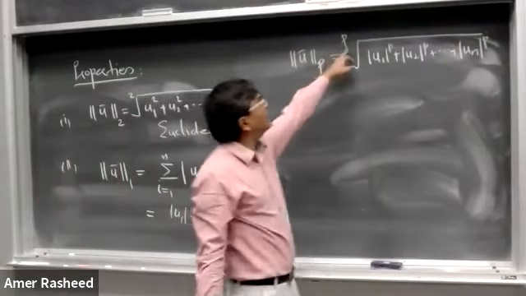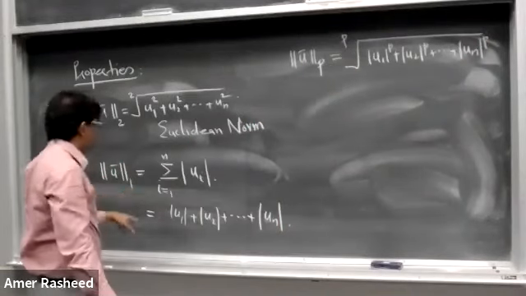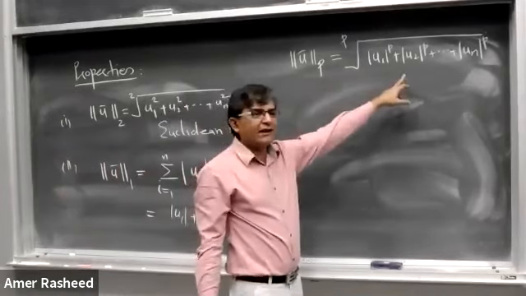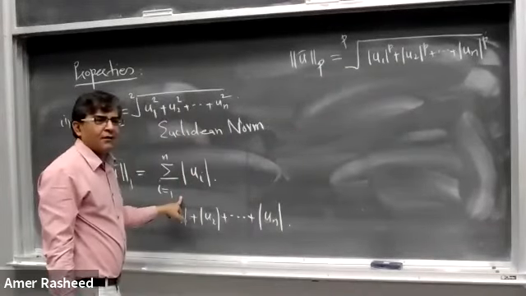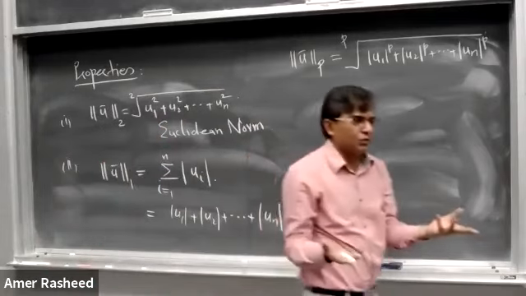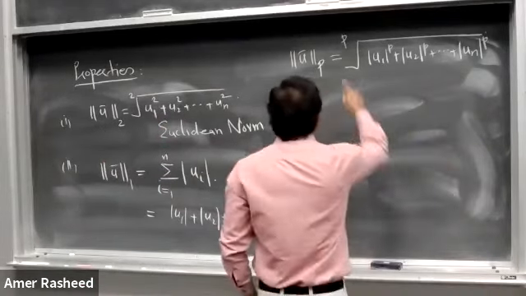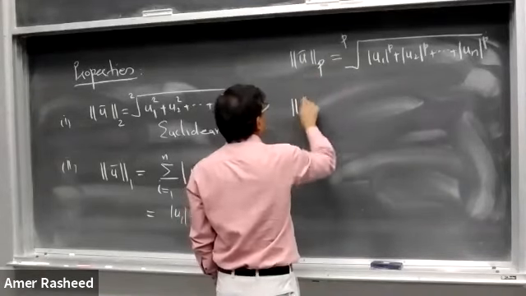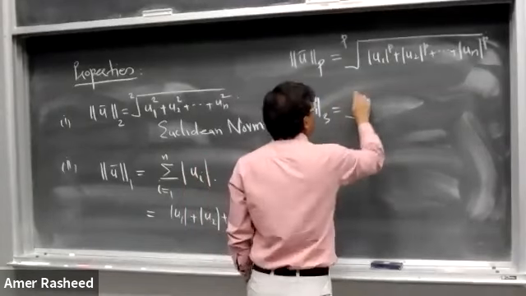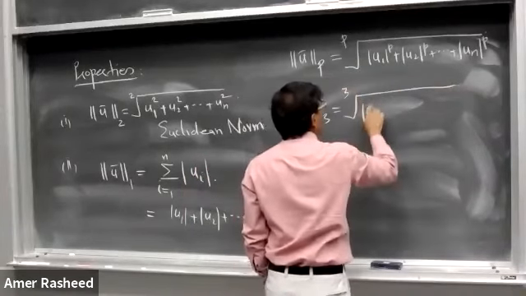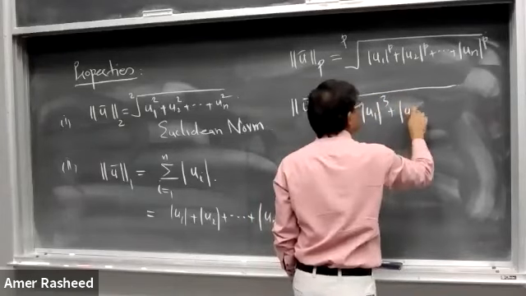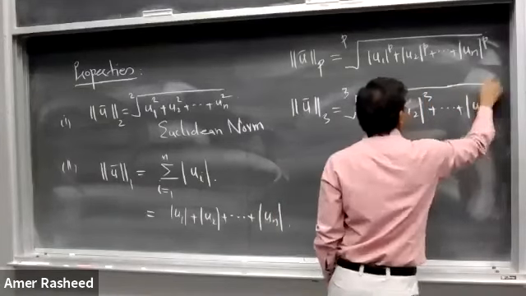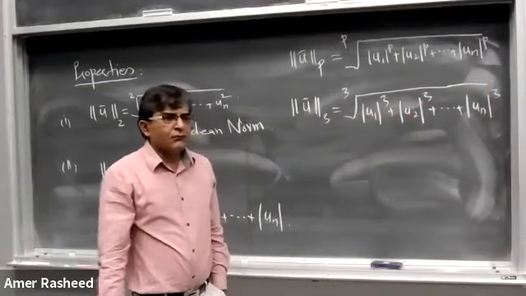If p is 2, what will this become? This one. If p is 1, what will this become? This one. p equal to 1 means there is no root. So this one is called the p norm. For example, if you define this as the 3 norm, what will it be? Cube root of U1 cube plus U2 cube plus so on plus UN cube.